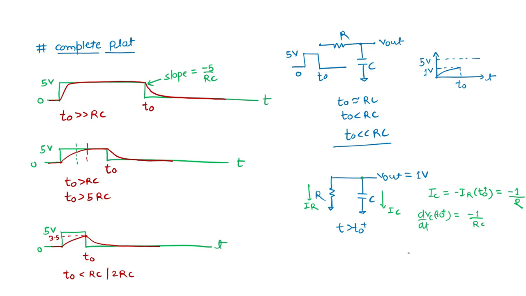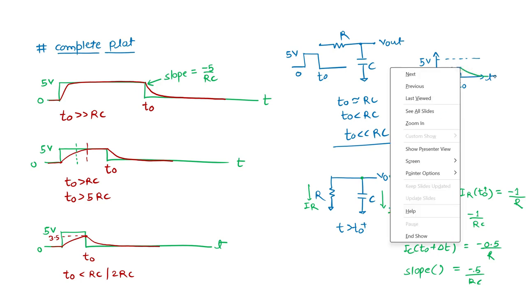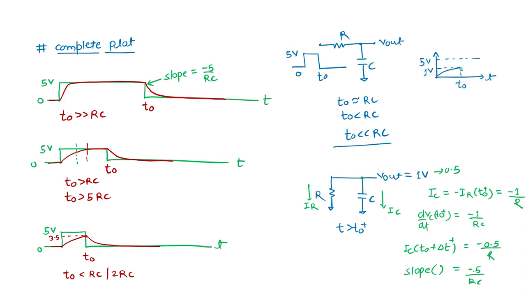Okay, and after that, if I say after some time instant, T naught plus some del T, let's say this voltage reduced to 0.5 volt, so it is minus 0.5 by R. And what is the slope at that time? Del VC by del T at this instant will be minus 0.5 by RC. So it will be reducing from this value to 0 value, it will reach somewhere, and after that it will stay at 0. So this is actually happening. So this thing we have seen.